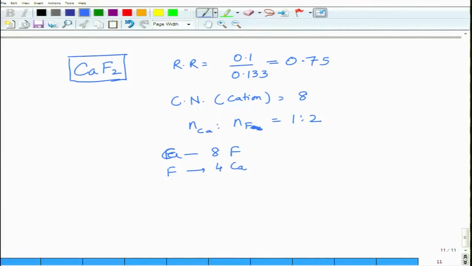We will start the next lecture with the structure of other ionic solids, okay.